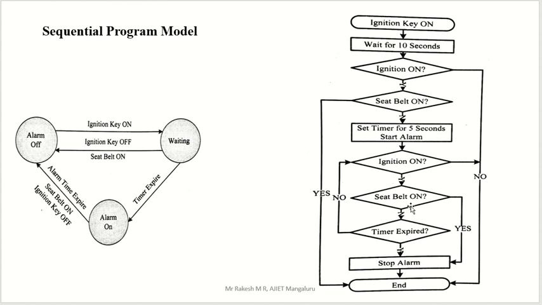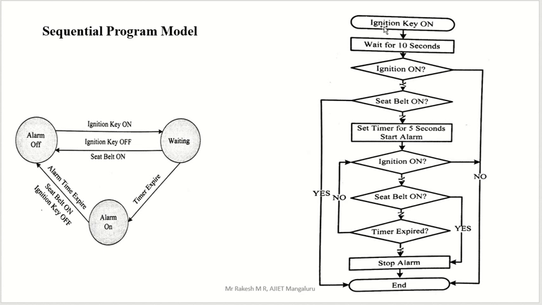Actually this is not required here, I added it just for understanding purposes. This is your flow chart. A flow chart is your sequential program model. Sequentially your program is executed. Sequential means actually a flow chart. Any flow chart you draw is called a sequential program model. Here we will start with the same seat belt warning system example from your textbook or syllabus.